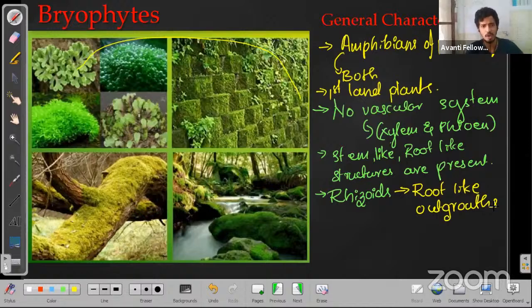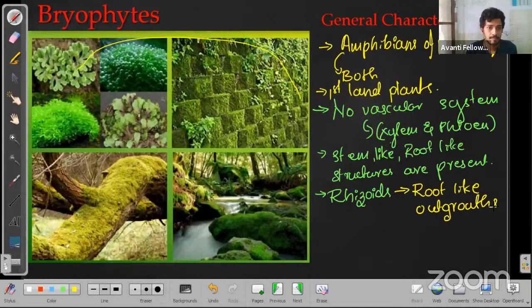How am I saying these are not actually roots? Because a root should have some characters. It should have a root hair. When I take a section, it should have xylem and phloem arranged in a certain pattern. It should have a root cap. But these do not have any of those characters.